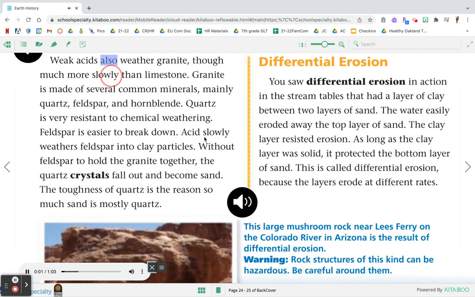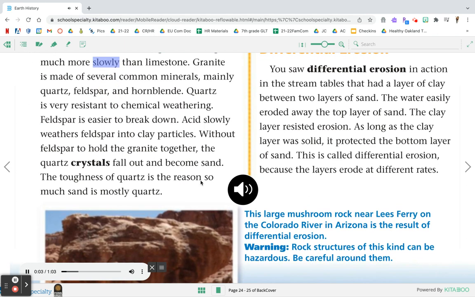Weak acids also weather granite, though much more slowly than limestone. Granite is made of several common minerals, mainly quartz, feldspar, and hornblende. Quartz is very resistant to chemical weathering.